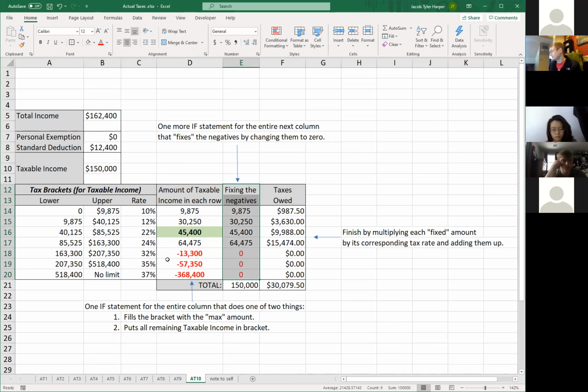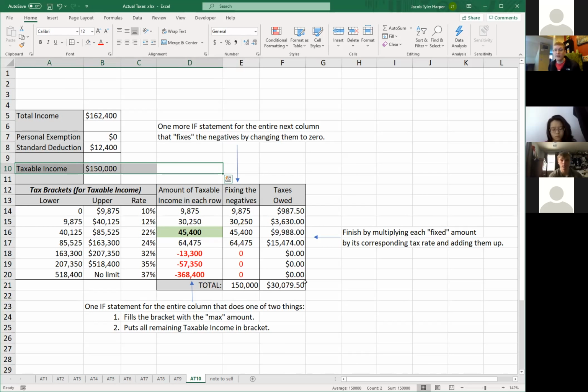And that's essentially the hard part done, because look what happens when I add up these numbers here in blue. If I add them up, I have all of my $150,000 of taxable income accounted for. So you don't have to do this sum down here, but I like to because it's a good way to check. If all of your taxable income is accounted for, you probably did it right.